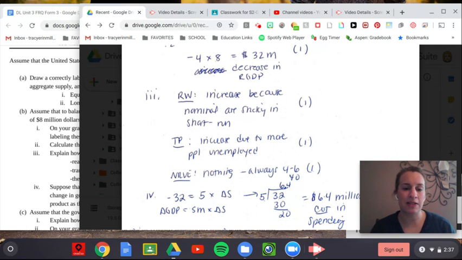And then the last piece is the natural rate of unemployment. And the natural rate of unemployment, nothing's going to happen to that. It's always going to be 4 to 6%. Some people say, oh, that's a trick question. It's not really a trick. It's just, do you understand that 4 to 6% is when we only have frictional and structural, and it's when we have a fully employed economy.